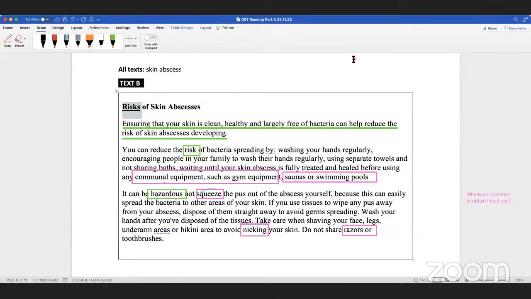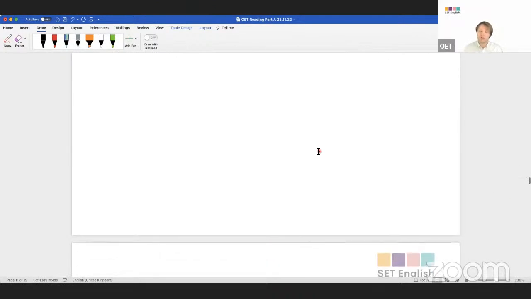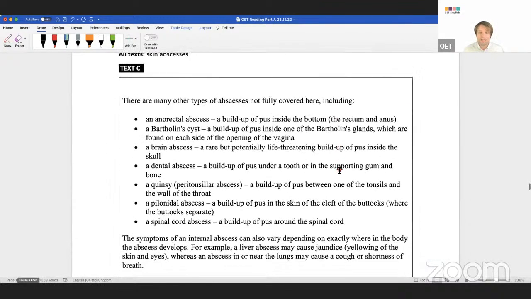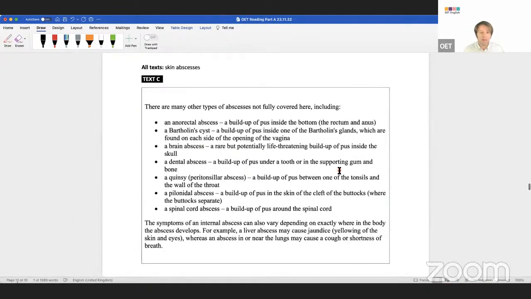Avoid. Okay, next one. As I said, we've got lots to do. So microphones off. 3, 2, 1. What about this? Again, it's skin abscesses, but this time a bit more tricky maybe. 30 seconds, I'm going to ask one person to tell me. So microphones off, 30 seconds.